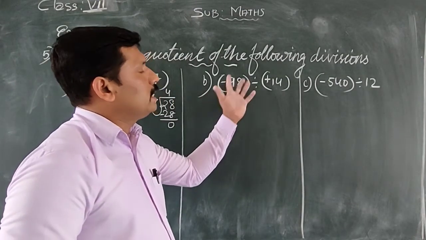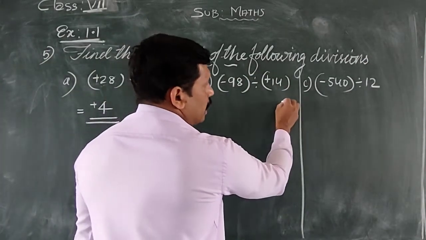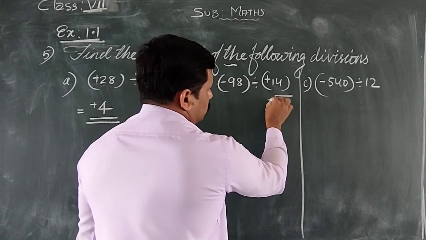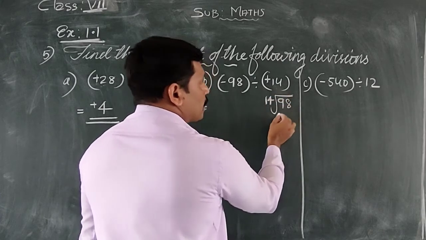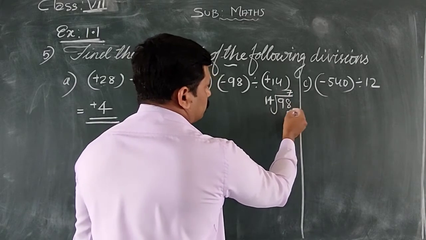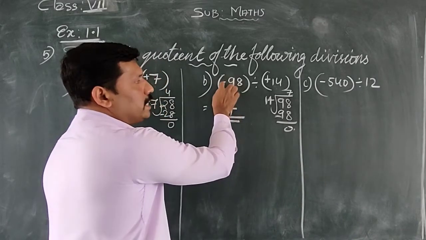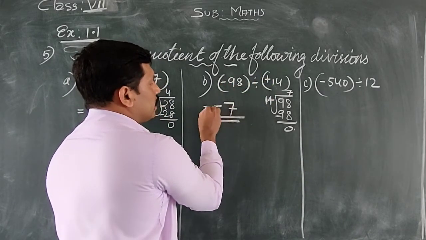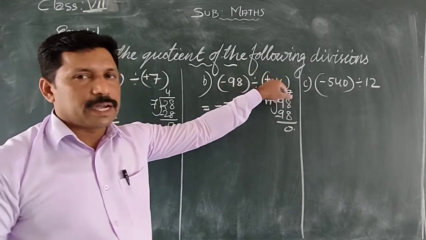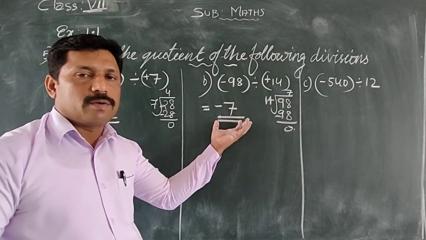Here one number is negative, another integer is positive. So here also we divide like that. 98 divided by 14. You know that it is 7 times. 7 fourteens are 98. That means 7. But here one is negative, another is positive, so the answer will be negative. Negative 7 will be the answer. When one is a positive integer and another is a negative integer, if we divide, we have to write a negative symbol according to the rule.